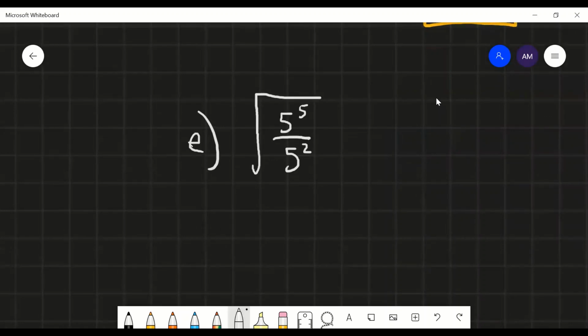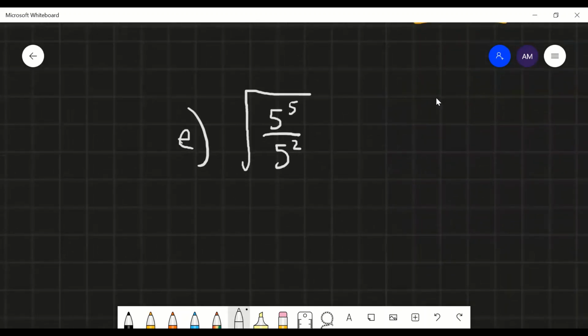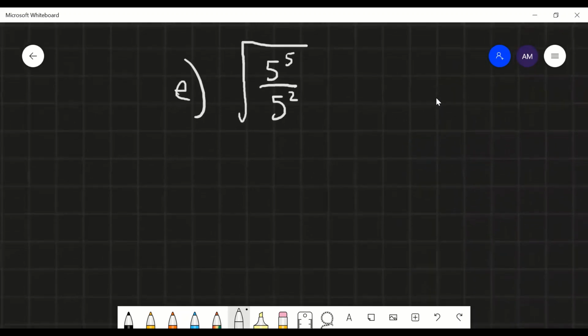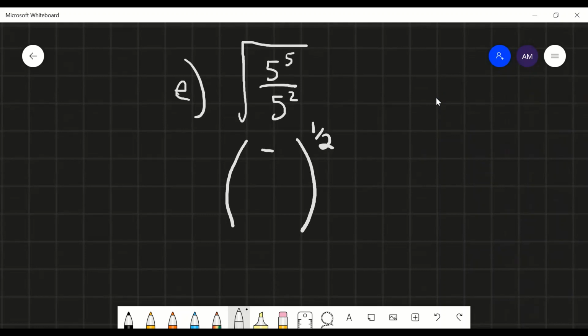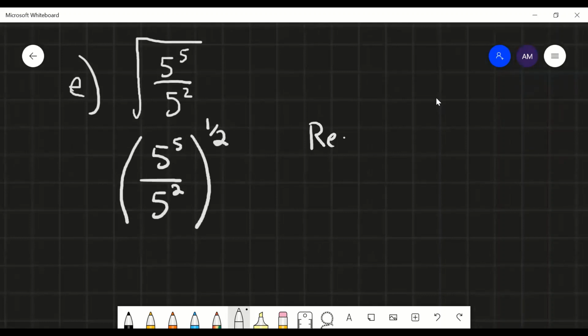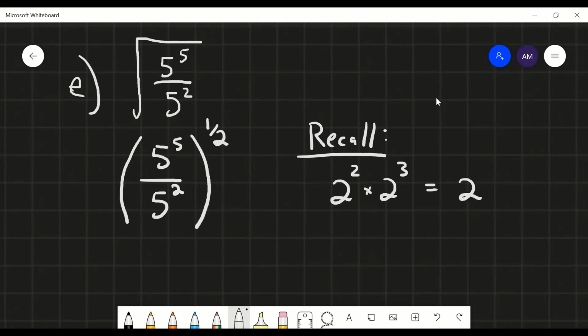All right, here's this one. There's many ways to approach this one, so I'm going to choose one approach, but perhaps you have a different way of solving this. Let's do what we did last time with the square root. So I'm automatically going to change the square root to a power 1 over 2 and keep everything else the same. Now, recall that if ever you had 2 squared times 2 to the 3, you would add the exponents.